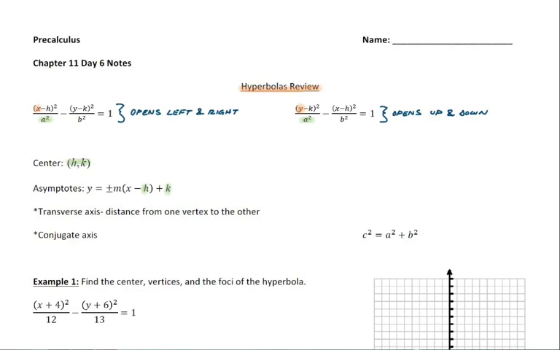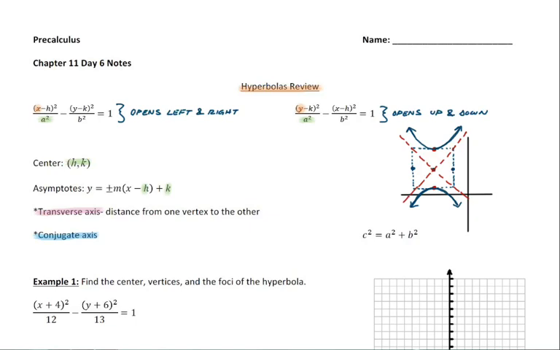And then the new vocabulary words are what we call the transverse axis and the conjugate axis. I think the easiest way to identify those is to sketch them. So for the transverse axis, I'm going to sketch a hyperbola here. I'm just going to put it in quadrant 2. It doesn't really matter. So we have our little box here. And then the transverse axis is the distance from one vertex to the other. So if I draw my asymptotes here, let's say we make this hyperbola open up and down. So here's a sketch of a hyperbola. I don't have an equation, but let's say we had one that looked like that.